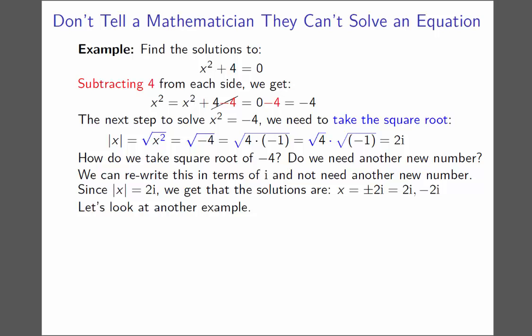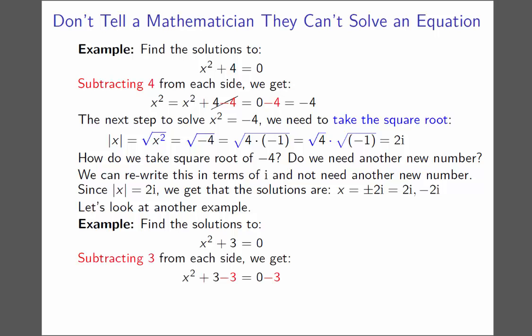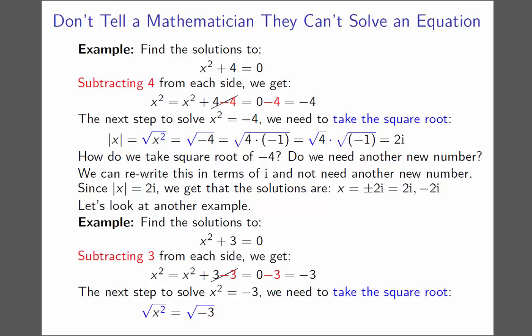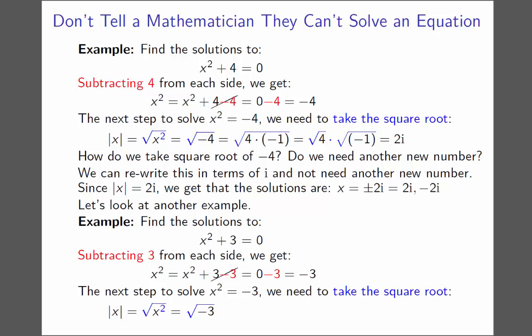Now let's look at another example. Here, we'll find the solutions to x squared plus 3 equals 0. Starting the same way as the other ones, we subtract 3 from each side to get x squared plus 3 minus 3 equals 0 minus 3, which is negative 3. While on the left, we have x squared plus 3 minus 3, which is just x squared. And now to solve x squared equals negative 3, we need to take the square root of each side, giving the square root of x squared equals the square root of negative 3. Where the square root of x squared is the absolute value of x, and the square root of negative 3 we can break up as the square root of 3 times negative 1.